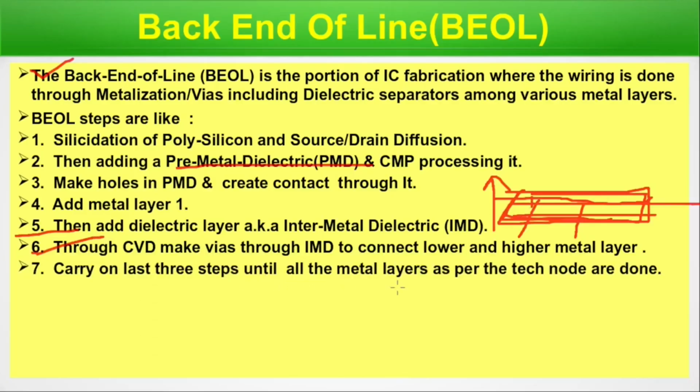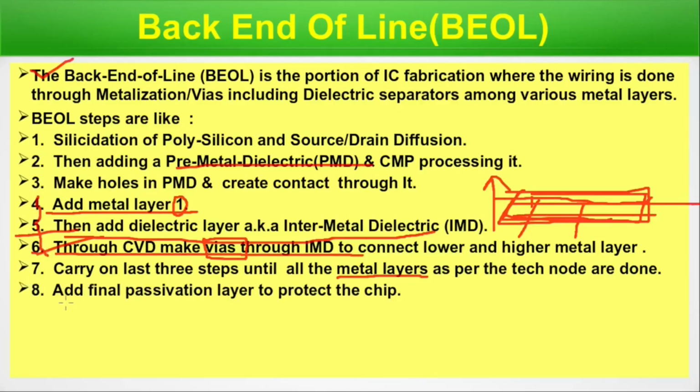Carry on the last 3 steps until all metal layers as per the technology node are done. When a technology node is defined, the process is always optimized. When a fabrication unit releases its data regarding a new technology node, it includes all the metal layers and everything. The last 3 steps mean: add a metal layer, then add a dielectric layer or IMD, and then make CVD and build vias through the IMD. If 7 or 8 metal layers are there, this process will get repeated that many times. Then add a final passivation layer to protect the chip from weather and the outer world.